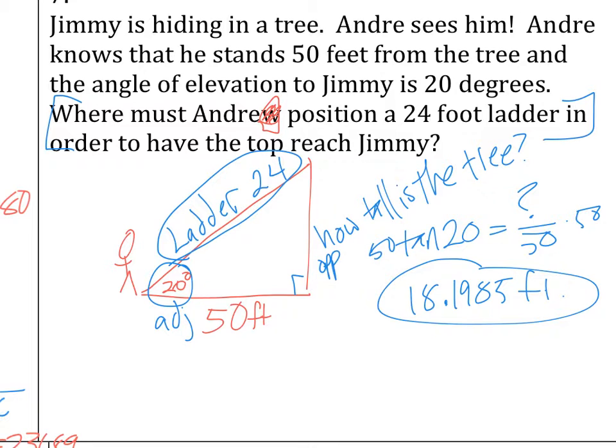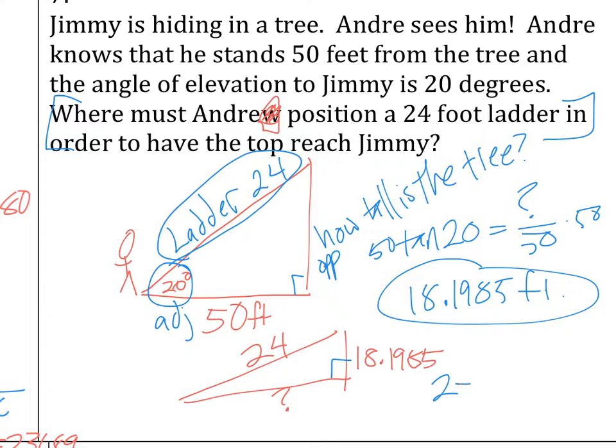The second part of this begins with this ladder. So now I know the tree is going to be 18.1985. The ladder is 24. I need to figure out how far away from the base of the tree the ladder should be placed. Since this is a right angle, we're really looking at this in terms of Pythagorean theorem. So 24 squared minus 18.1985 squared is equal to whatever that is squared.